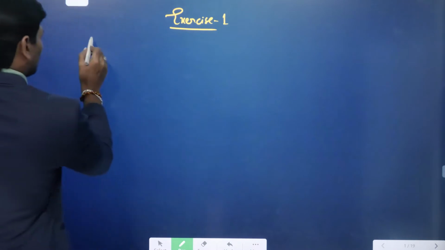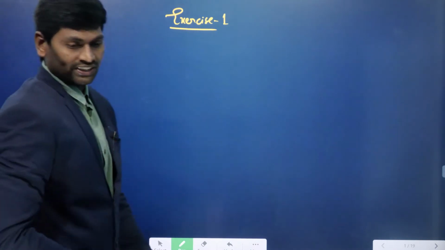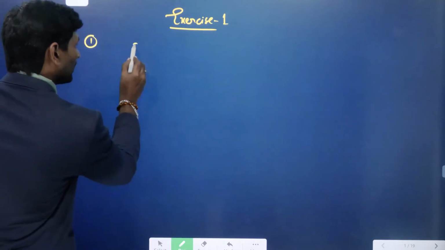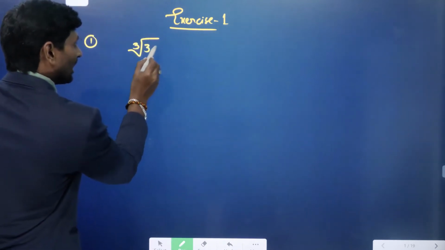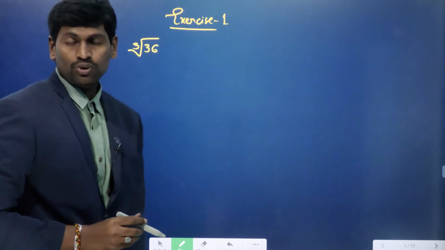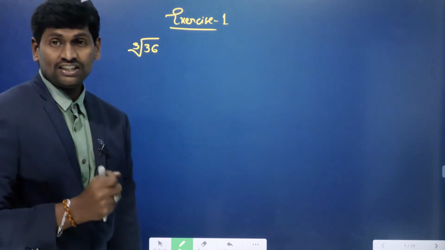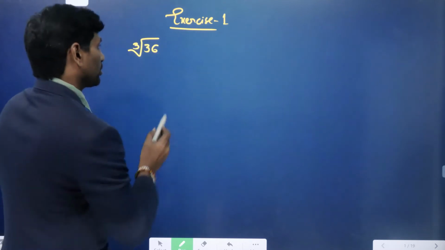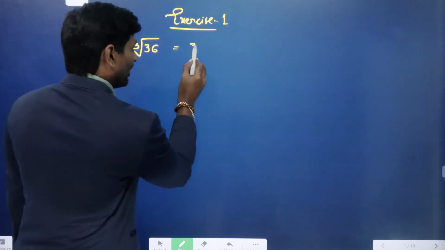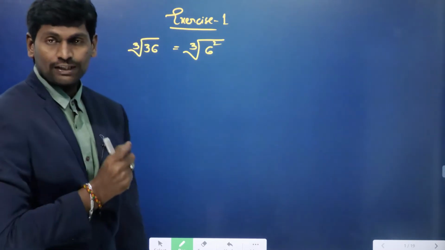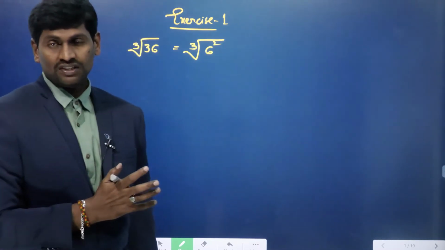Now, let us go to the first question. The question is: the rationalizing factor of cube root of 36. 36 is a composite number as well as a square number. Now I can write 36 as 6 square, so cube root of 36 is cube root of 6 square.